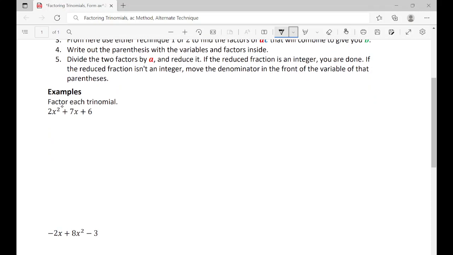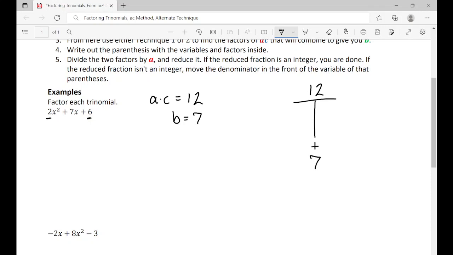So 2x squared plus 7x plus 6. I'm going to take my a term, 2, and c term, 6, multiply them together, and I'm going to get 12. And my b term here is 7. So just like before, what times what is going to give me 12, but when I add it together, I get 7? So I have my factors, 12 and 1, 6 and 2, and 4 and 3.